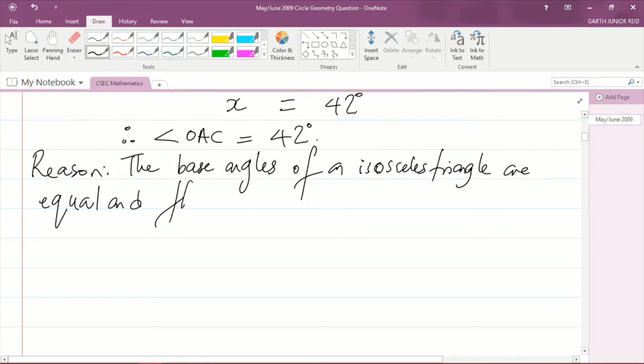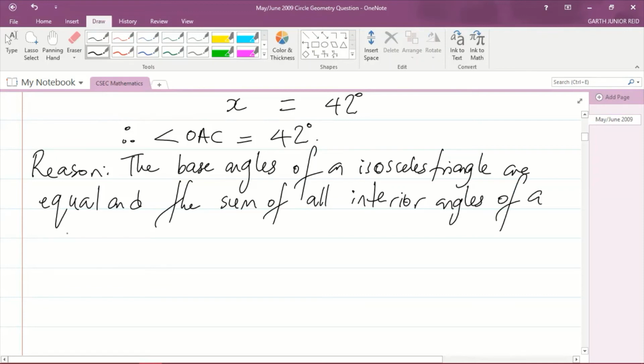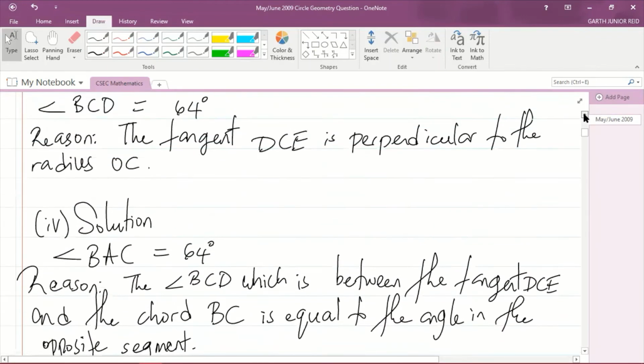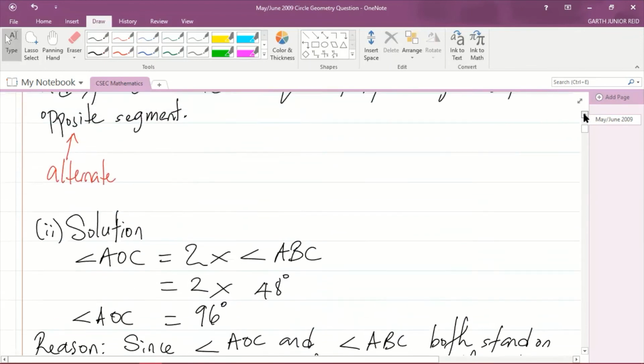And the sum of all internal angles, all internal angles or all interior angles of a triangle is 180 degrees. And that is our solution for part 5 of the question. Great. So part 5 is now completed.